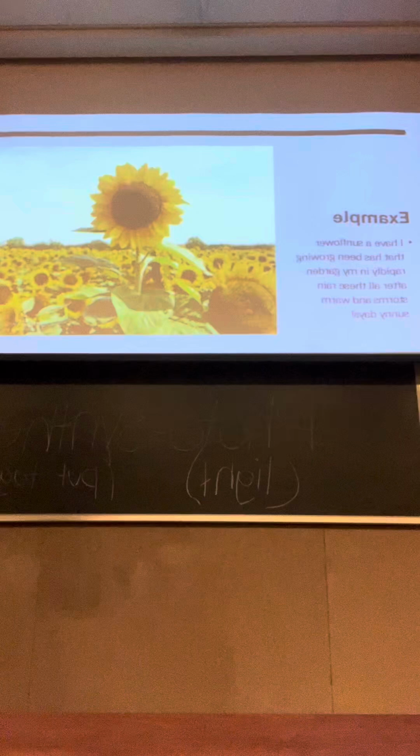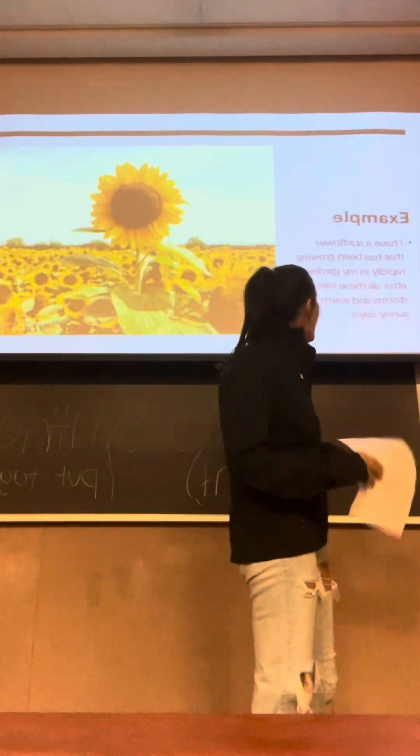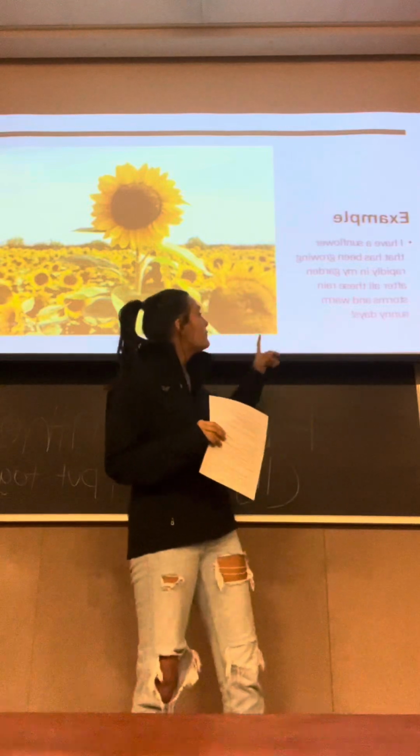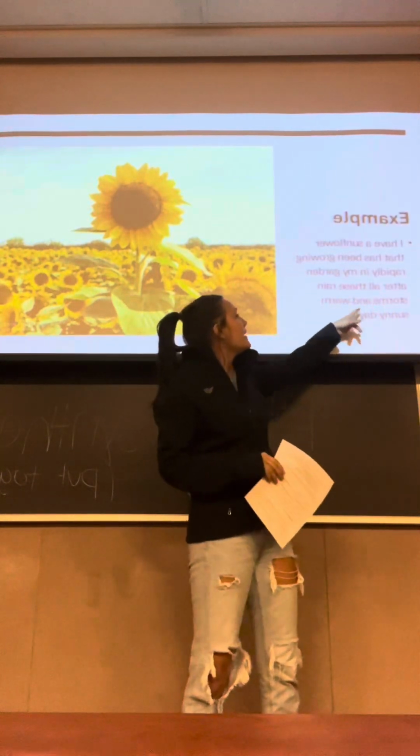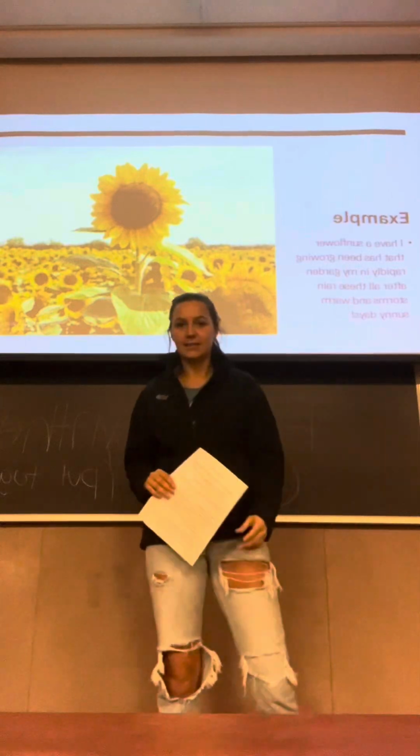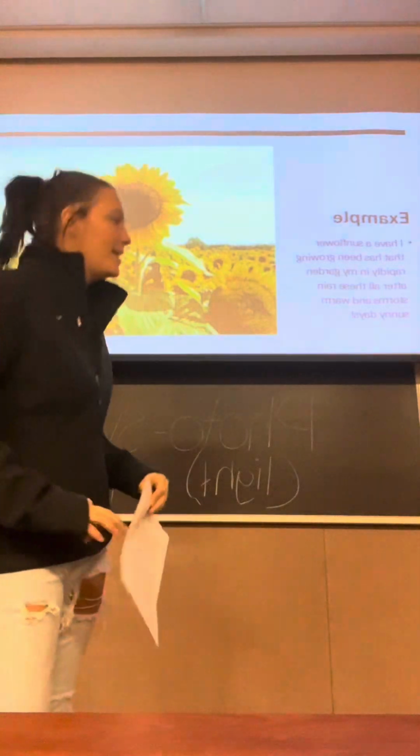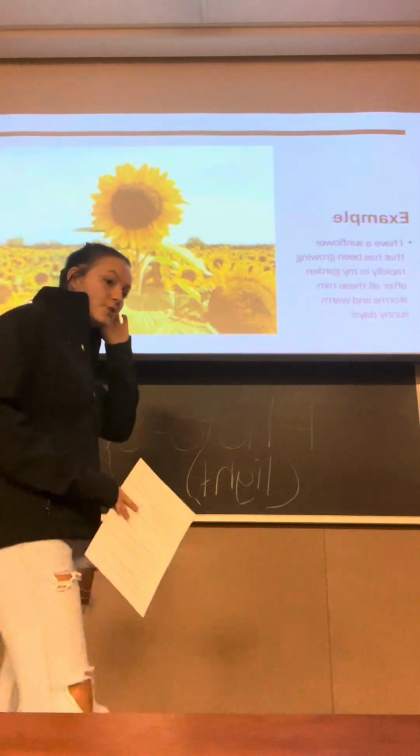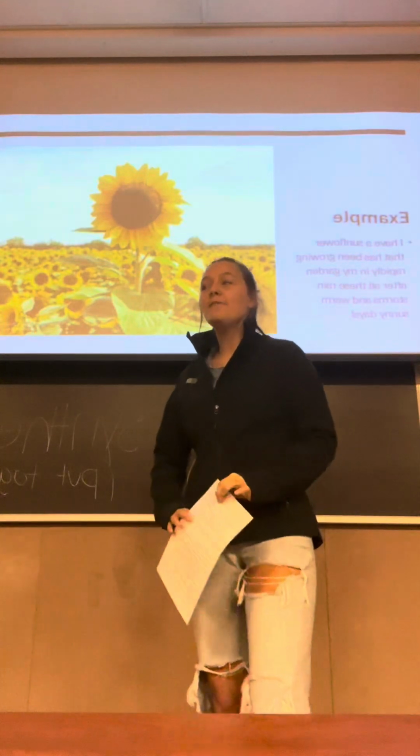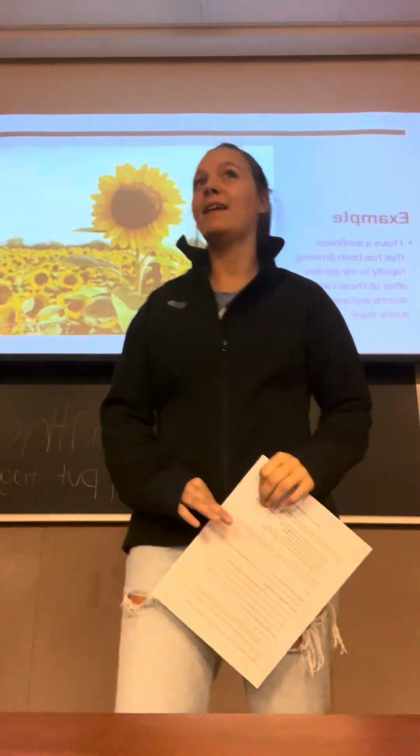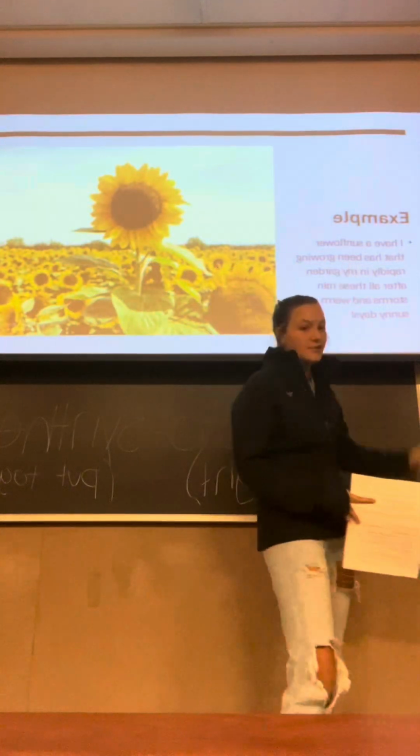This is our first example. All right, I'll read it to you if you can't see. I have a sunflower that has been growing rapidly in my garden after all these rainstorms and warm sunny days. Okay, so let's break that down together. So we know we have a sunflower. Is a sunflower a plant? Yes. Okay, exactly. A sunflower is a plant. So we can check that off.